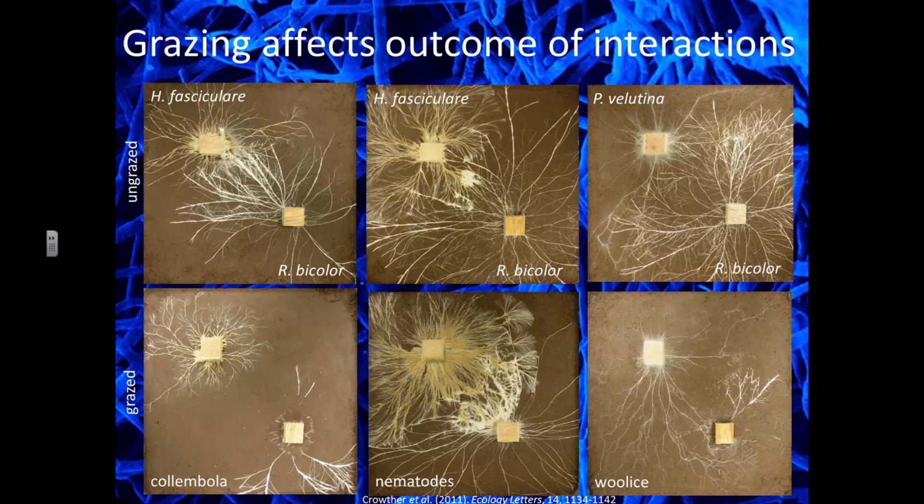And just to give you a few examples of how they can completely affect the outcome of competition. This is Hypholoma fasciculare fighting against Resinicium. Resinicium is winning. This is the same situation with Collembola. Collembola eat all of these hyphae, and actually neither fungus wins. They keep their own territory. Here's another example, Hypholoma against Resinicium. Resinicium winning. Put in nematodes, these little wiggly tiddly worms, which insert their little stylets into the hyphae to feed. Complete change, and the Hypholoma starts to win.